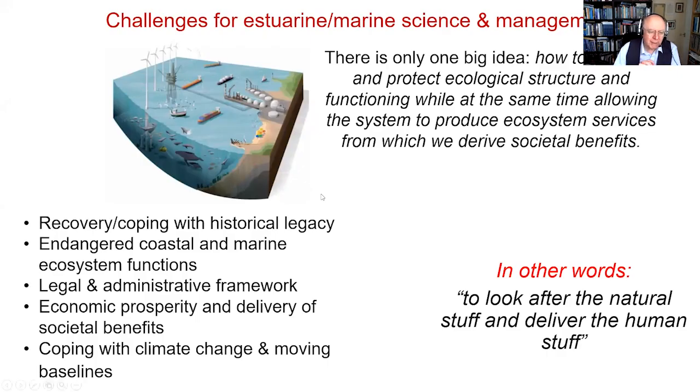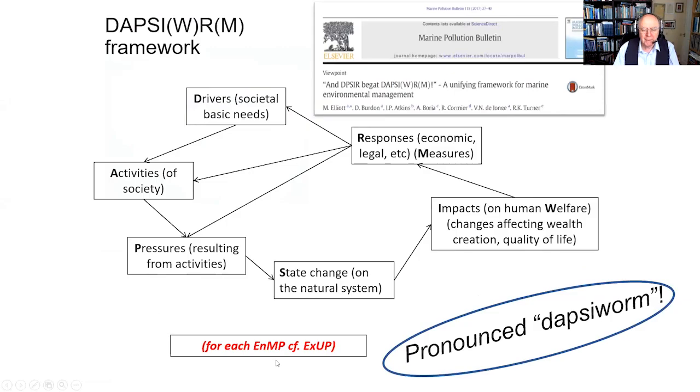And why do we need to do that? Well, all these points that you see at the bottom left corner: we've made a mess of environments, we've endangered some of the ecosystems, so we need to put that right. We have legal and administrative frameworks to improve things, and we aim for economic prosperity as well as protecting the environment. And of course, there's the overriding aspect of climate change. So I'll try and touch on all these.